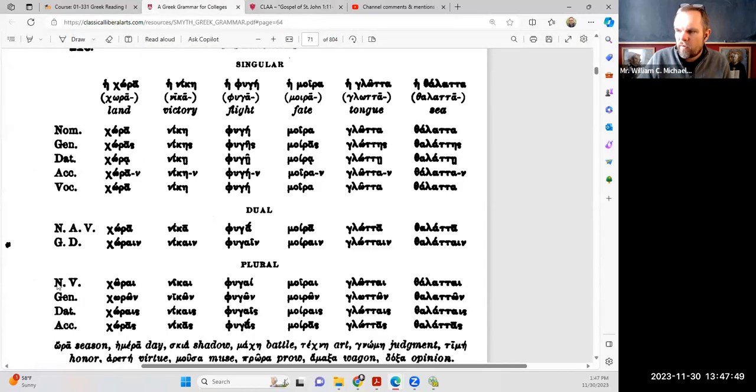So let's look at our forms here. Aletheas, ending in alpha sigma. What case is it? Aletheas ends in alpha sigma. What case is it? Use the chart to help you.